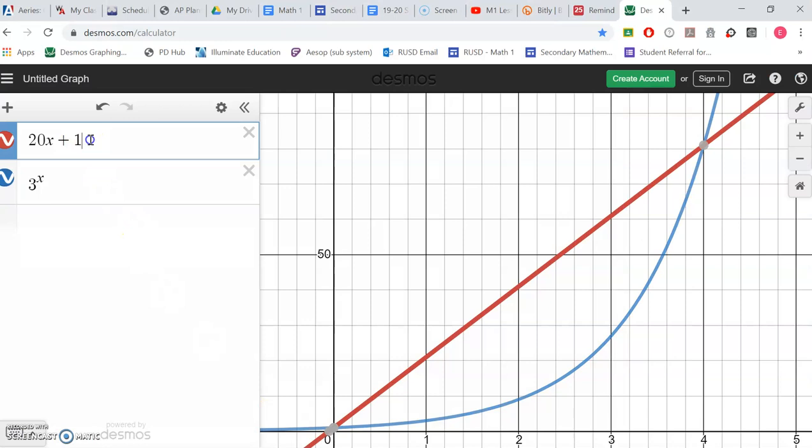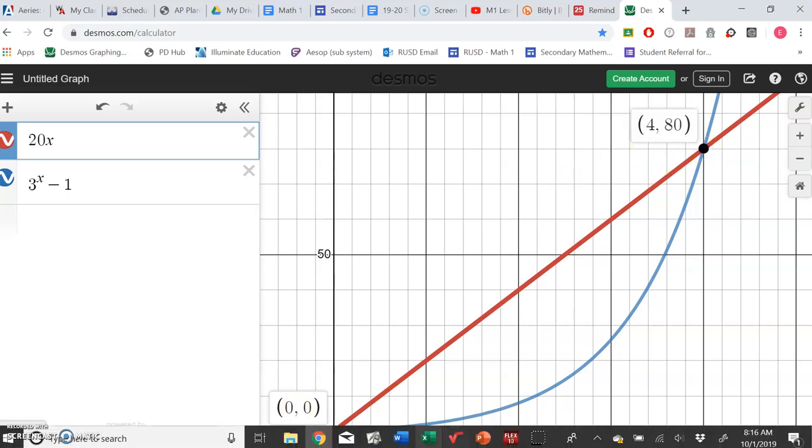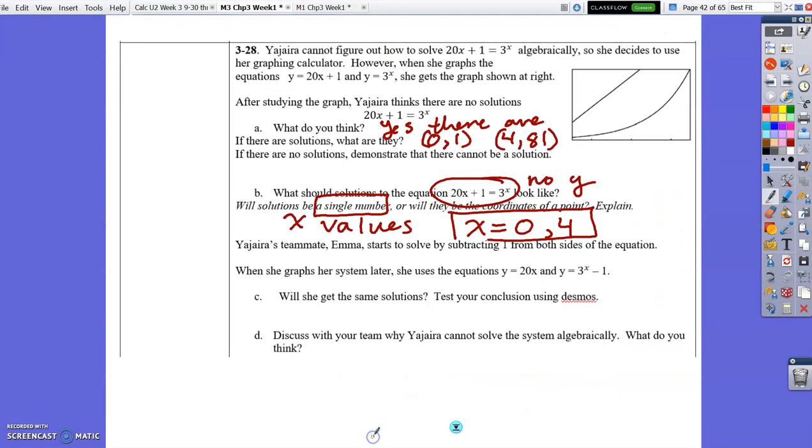So what we're going to do here is take this one off and move it over to that one. And so the picture looks similar. Yep, (0, 0) instead of (0, 1), and (4, 80) instead of (4, 81). Notice that the y values have both decreased by 1. But did she get the same answers? So yes, sort of, because her x values are the same. She got 0 and 4. But she did get (0, 0) and (4, 80) because the y's shifted 1.